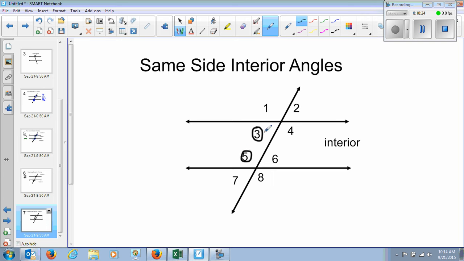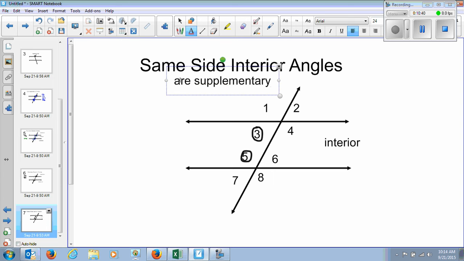Now you may notice something. Angle 3 is an acute angle, and angle 5 is an obtuse angle. They are not going to be equal to each other. But same side interior angles are supplementary, which you should know what that means. It means they add up to equal 180 degrees. So we could say angle 3 plus angle 5 will equal 180 degrees. Those are same side interior angles. They are not equal to each other, they're supplementary.